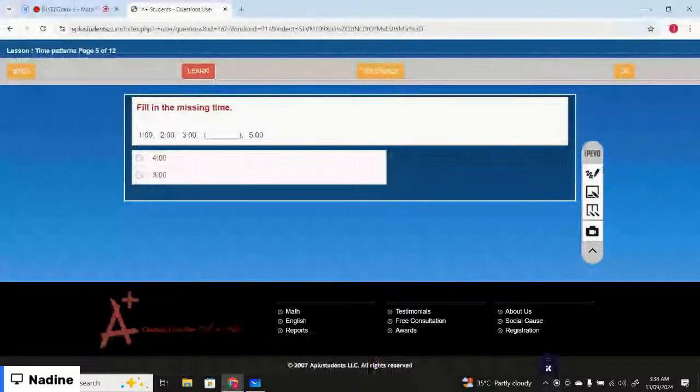Okay, 1, 2, 3, the missing time, and then the correct option. The correct option is 4. Option number 1 is the correct option.